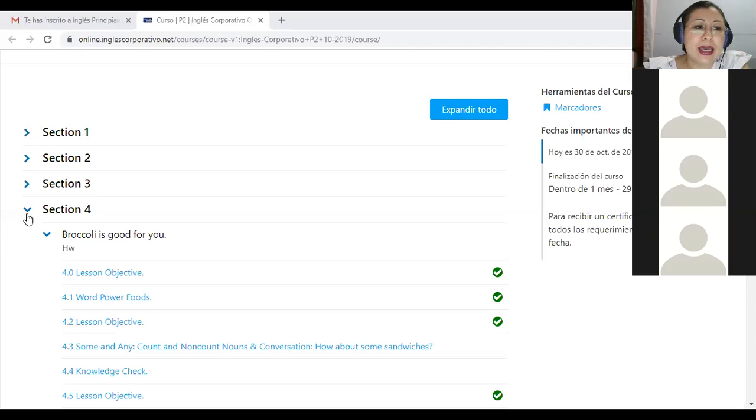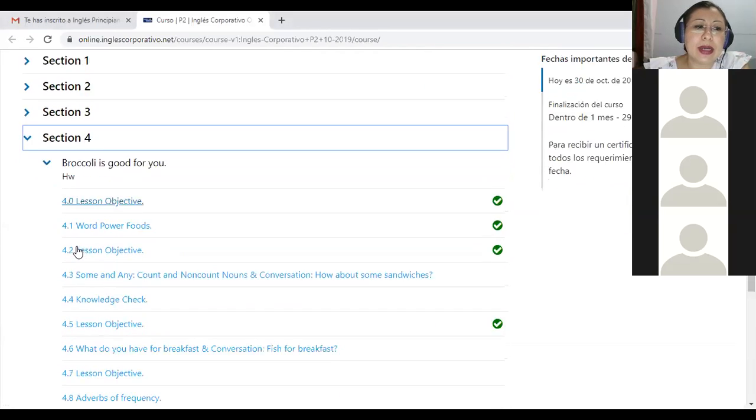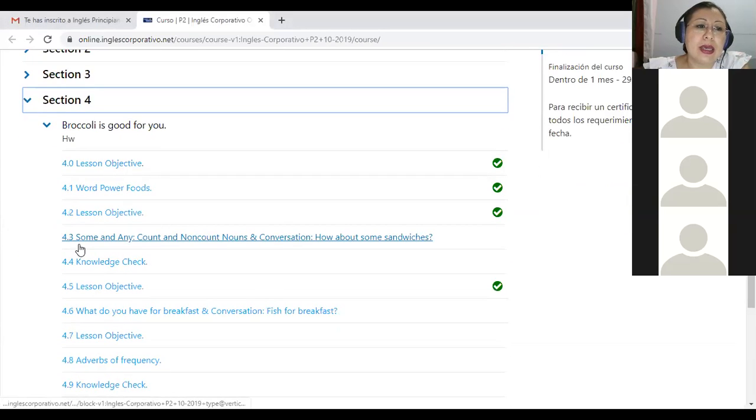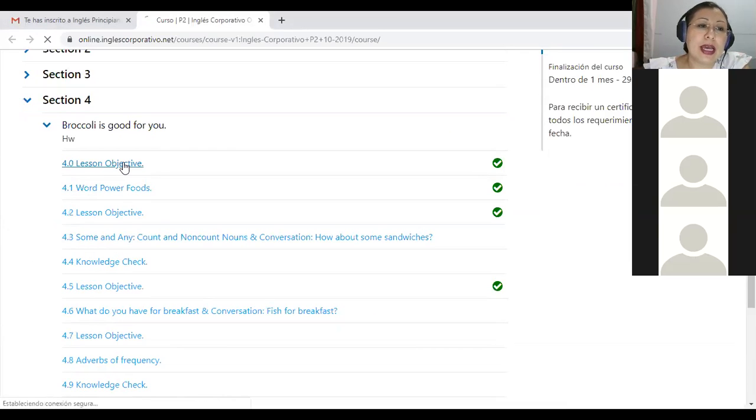Tonight we are going to start section number four. Section number four says broccoli is good for you. So basically, we are going to talk about power foods. And for tonight, we are going to cover the following objective. Let me display the information for you.